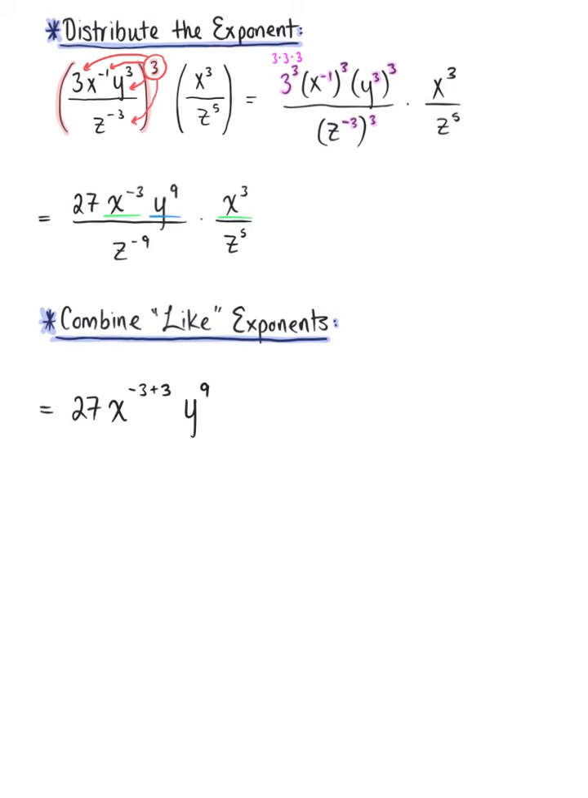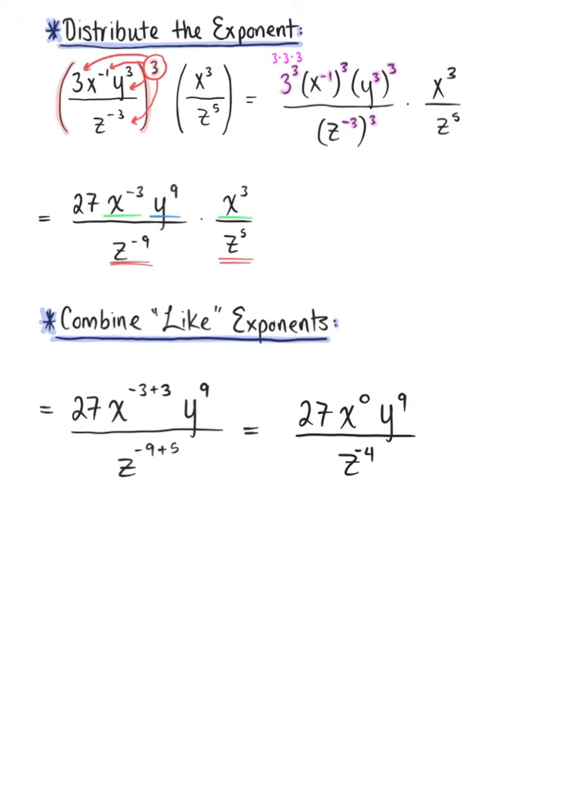We can also see here that we have two z terms. We have z to the negative 9 times z to the 5th. So we can keep that in the denominator and rewrite this as z to the minus 9 plus 5. So simplifying this, we have 27 times x to the 0 power times y to the 9th power, all divided by z to the negative 4.